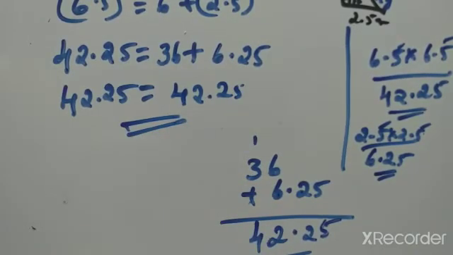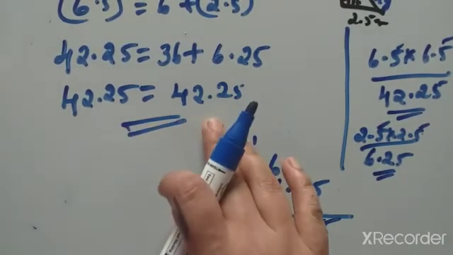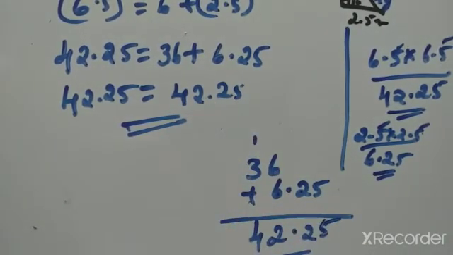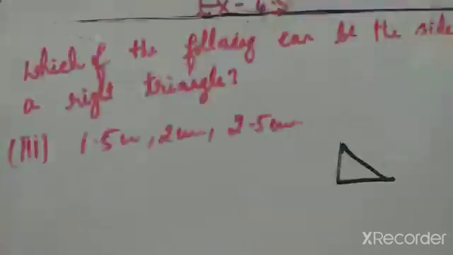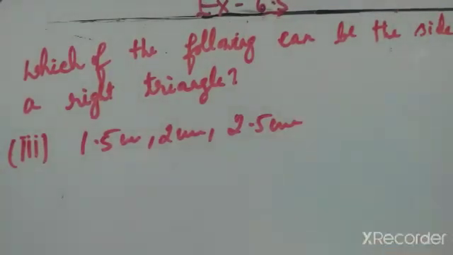Then the given lengths can be the sides of a right angle triangle because LHS is equal to RHS and it satisfies the Pythagoras property. Now, which of the following can be the sides of a right angle triangle? In that, the third question: 1.5 cm, 2 cm and 2.5 cm.